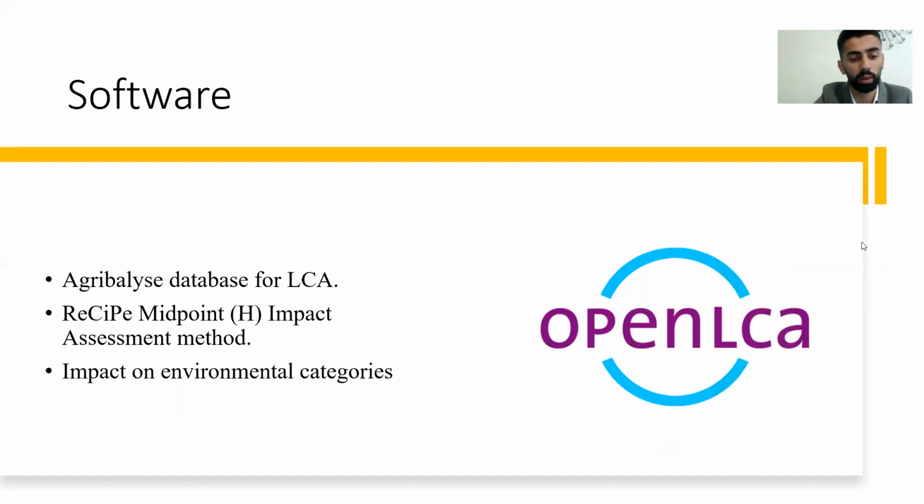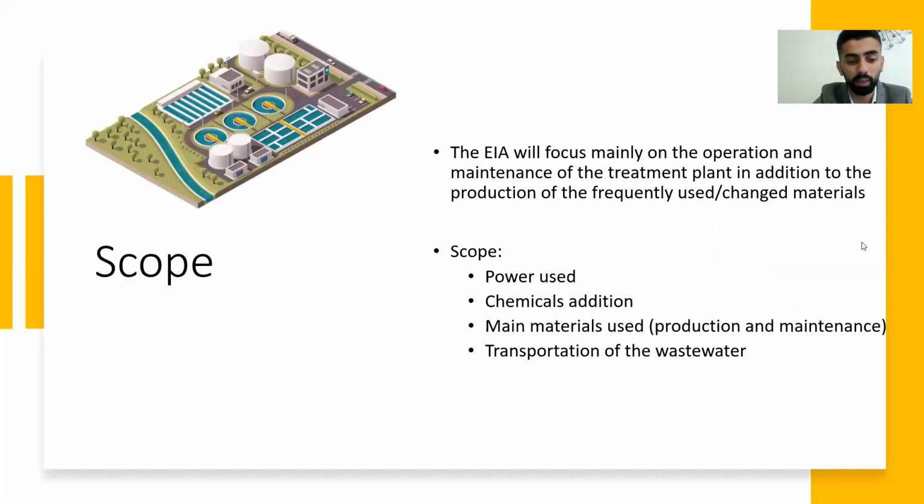Now, after the data were collected from an existing wastewater treatment plant, it was integrated in the advanced assessment software called OpenLCA, and a specific database and impact method were used as well, as shown here. In our case study, the environmental impact assessment will focus mainly on the operation and the maintenance of the treatment plant, in addition to the production of the frequently used and changed materials. And the scope of the work includes the power used, the chemicals addition, the main materials, and the transportation of the wastewater.